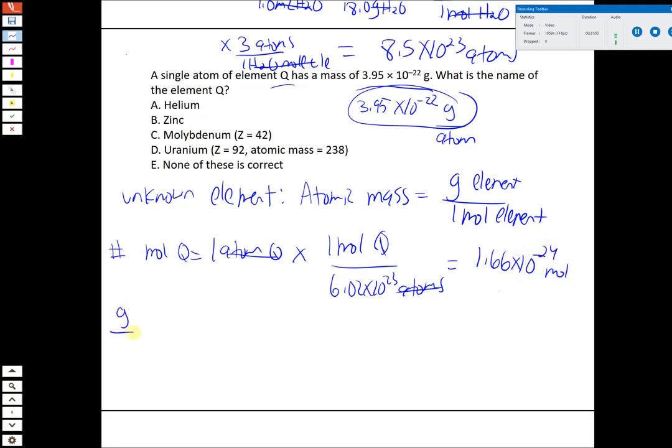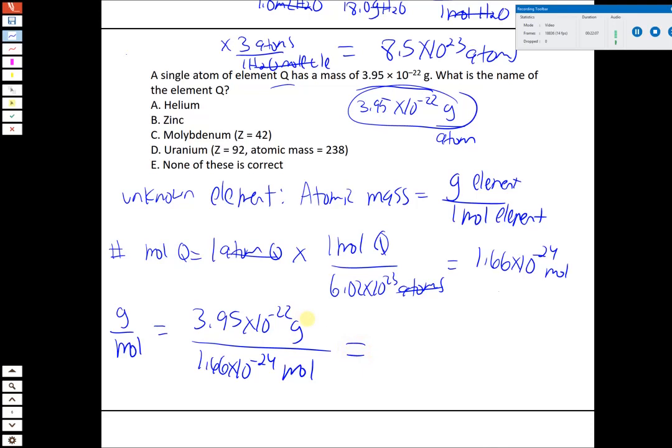So the atomic mass is grams per mole, so we know that 1 atom has a mass of 3.95 times 10 to the minus 22nd grams. We know that 1 atom corresponds to 1.66 times 10 to the minus 24 moles. So then dividing the two gives us grams per mole, the number of grams in 1 mole, which is what the atomic mass is defined as. So when we divide these two, we get 237.9 grams per mole.